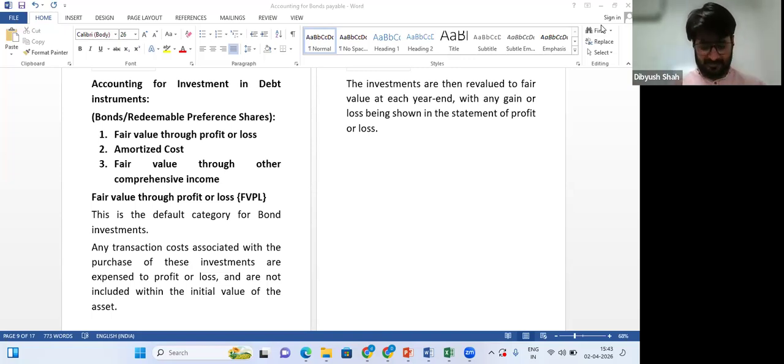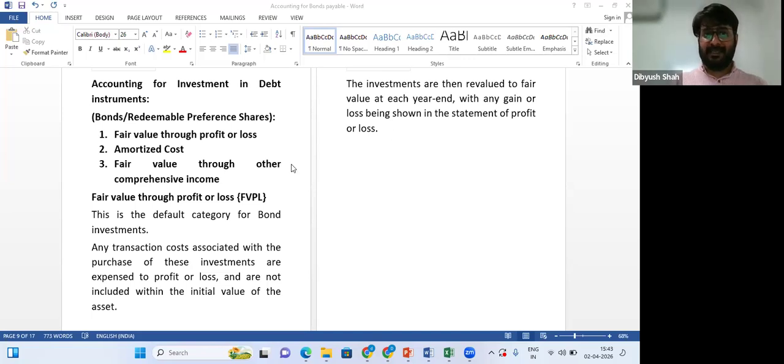So first, this is more focused on IFRS 9. So that is what I am following. For slight differences, we'll discuss that at the end of the series. So first, fair value through profit or loss. IFRS 9 says there are three ways through which an accounting for investment in debt securities can be done. FVPL, that is fair value through profit or loss, amortized cost, or fair value through other comprehensive income, that is FVOCI. First, fair value through profit or loss.